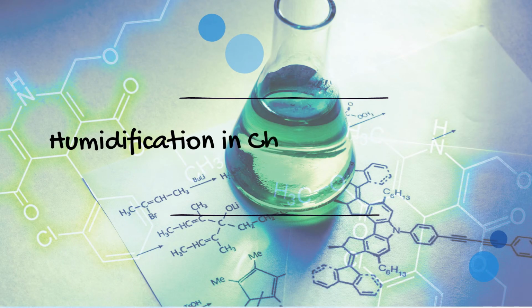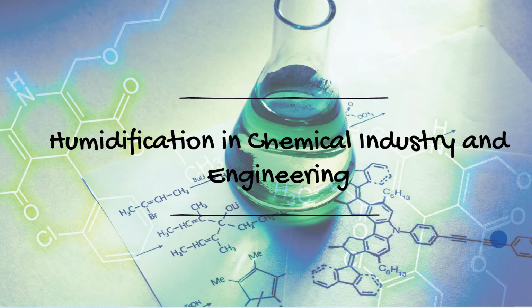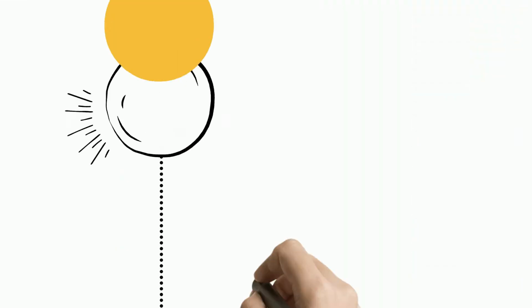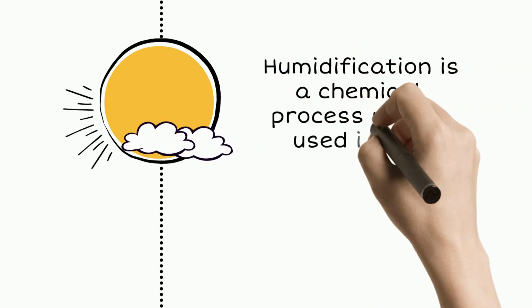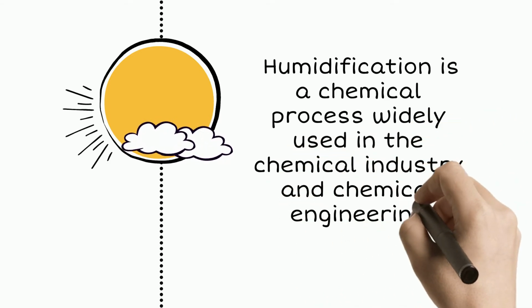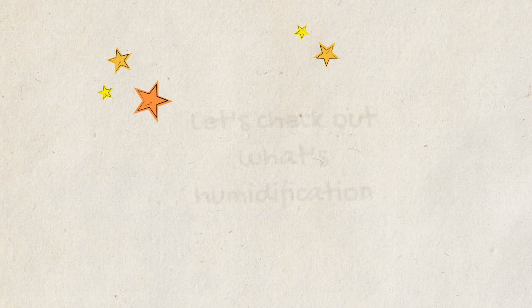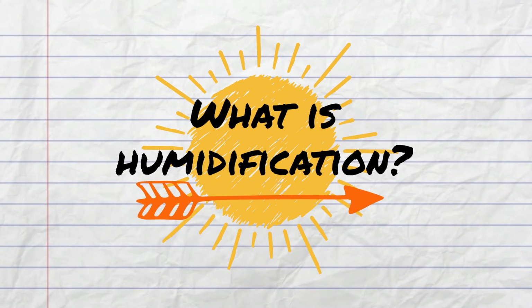Now, let's see how humidification is used in the chemical industry and also is very important to chemical engineering. Humidification is a chemical process widely used in the chemical industry and chemical engineering studies. Now, let's check out what humidification is. So, in this section, you will be learning a simple definition of humidification.